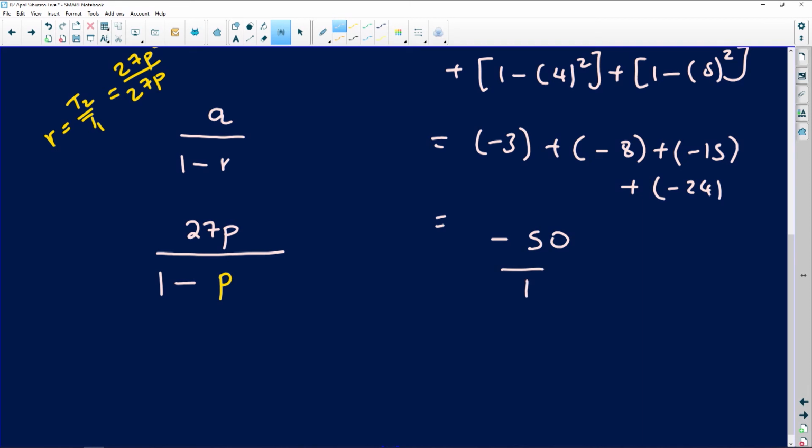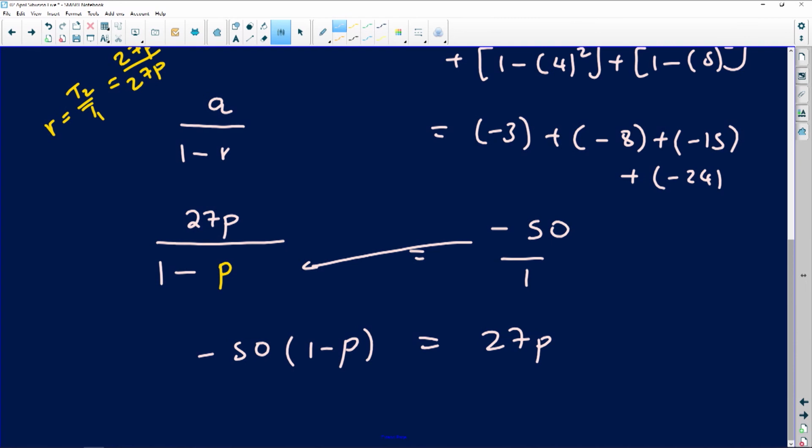Okay, cool. And then from here, it's just simple algebraic simplification. I'm going to put this one over 1, and then simply cross multiply to see what the final solution comes out as. When I cross multiply here, I'm going to be sitting with negative 50 multiplied by 1 minus p equals 27p times 1, which remains the same thing. And then after that, we multiply it out here. You're going to get minus 50, and then this one is going to give us positive 50p, equals 27p.